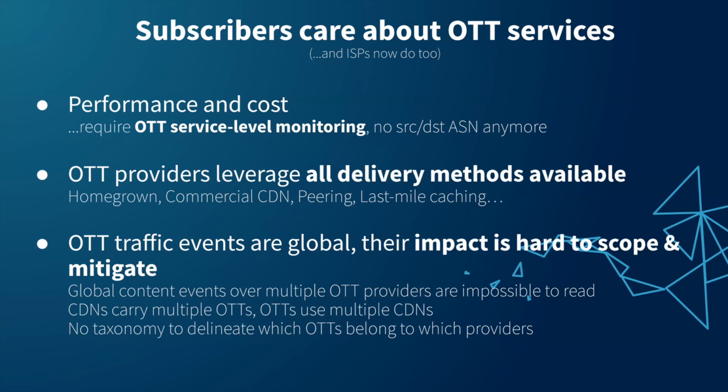The other thing to remember out of that is that OTT providers leverage all methods available out there to deliver the traffic. And the bigger they are, the more methods they'll leverage. The last thing is that OTT traffic events are now global. And so their impact with every event is hard to scope and to mitigate, right? Global content events over multiple providers. CDNs carry multiple OTTs, and the other way around, OTTs always leverage multiple CDNs. And there's really no taxonomy to delineate.